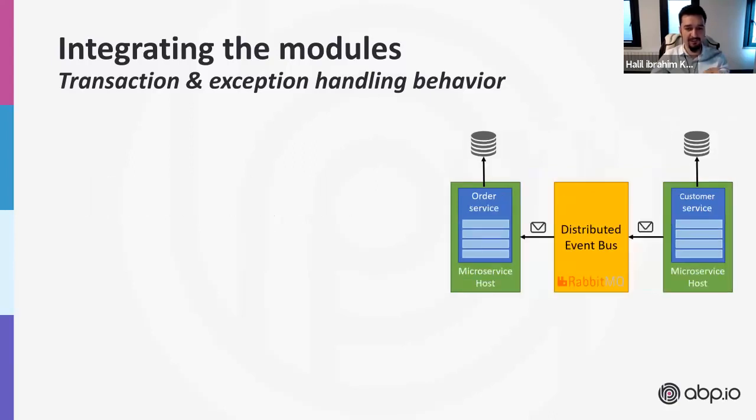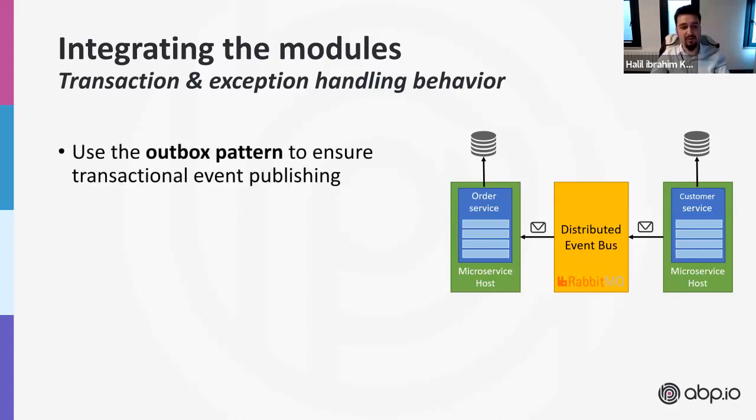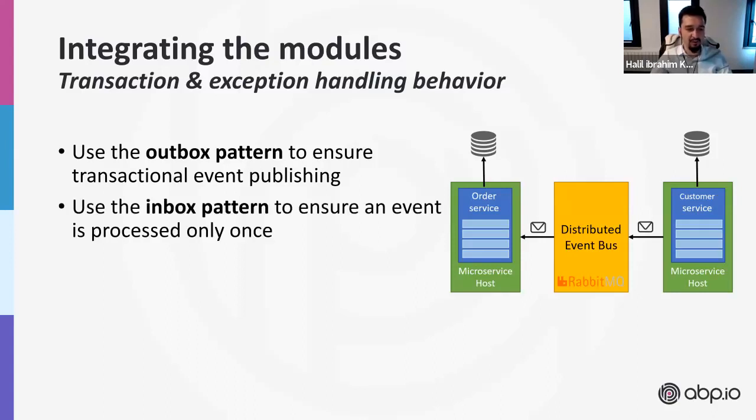It's easier in a non-distributed system. However, in a distributed system, there are some approaches. One approach can be using the outbox pattern to ensure transactional event publishing, and also using the inbox pattern to ensure an event is processed only once. The second one may not be obvious at first. Maybe it's not easy to understand why we need it.